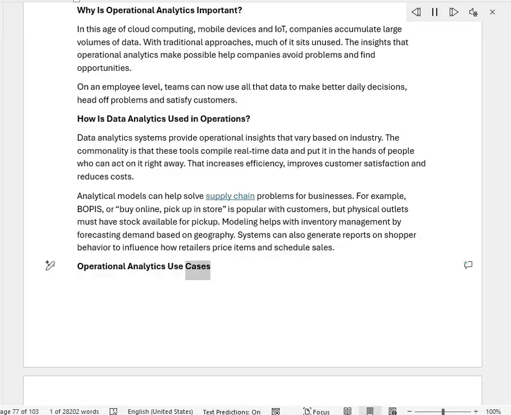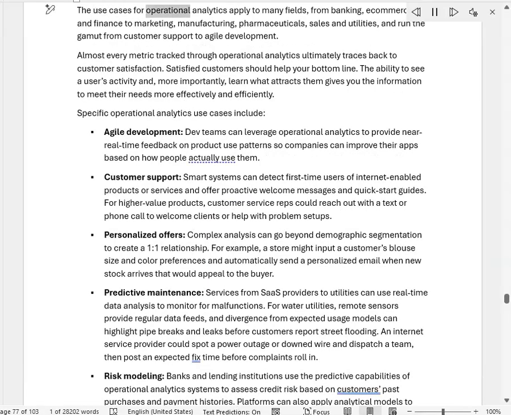Operational analytics use cases. The use cases for operational analytics apply to many fields, from banking, e-commerce, and finance to marketing, manufacturing, pharmaceuticals, sales and utilities, and run the gamut from customer support to agile development. Almost every metric tracked through operational analytics ultimately traces back to customer satisfaction. Satisfied customers should help your bottom line. The ability to see a user's activity and, more importantly, learn what attracts them gives you the information to meet their needs more effectively and efficiently.